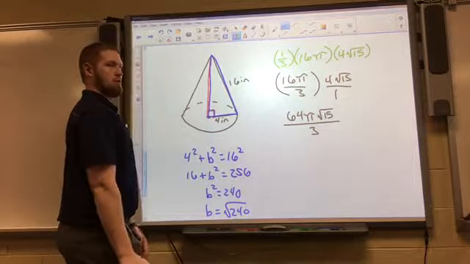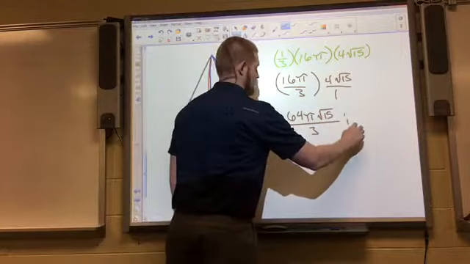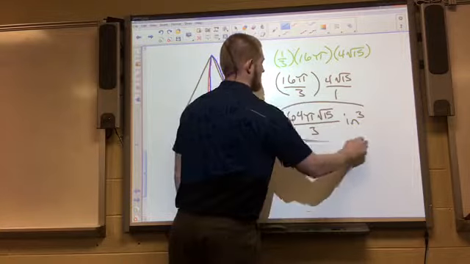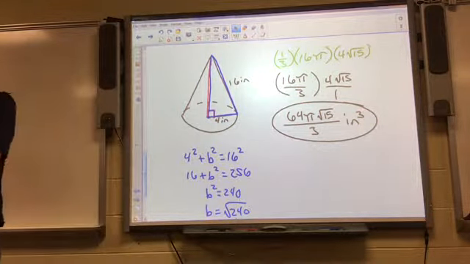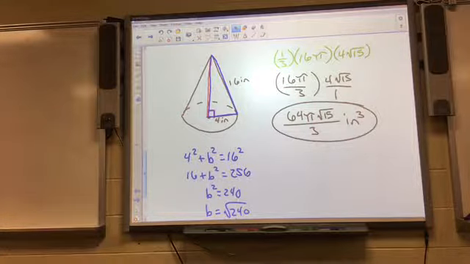Label. Good. Inches cubed. Okay. Some of you might have got a decimal answer. Hopefully at this point we're figuring out how not to get a decimal answer.